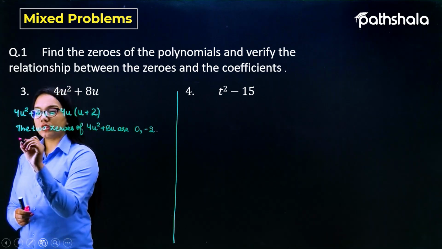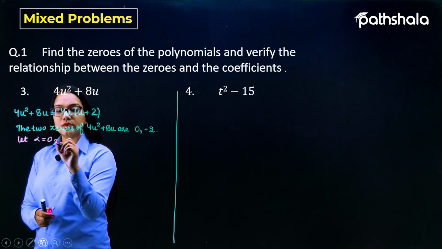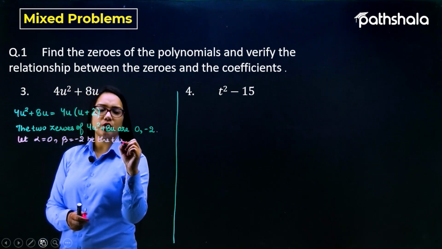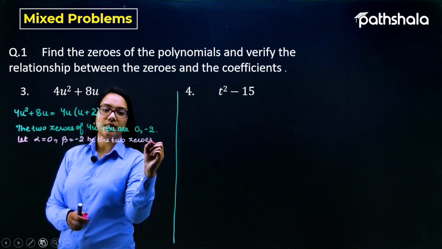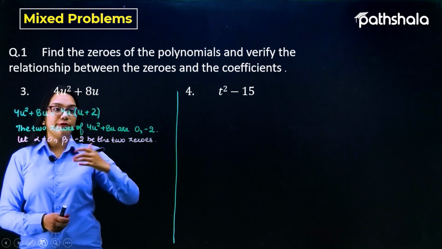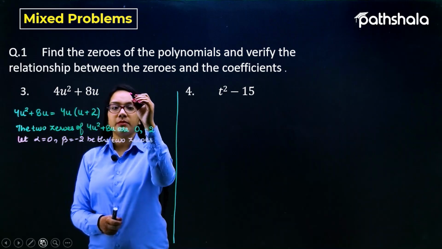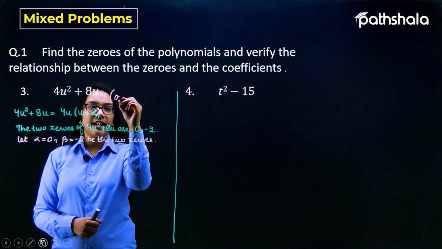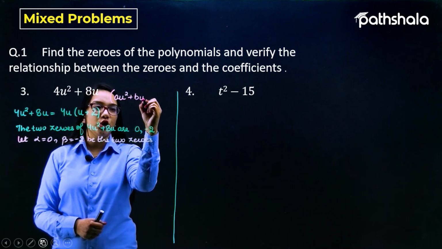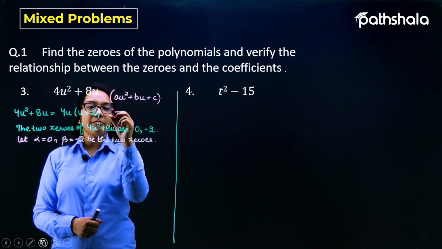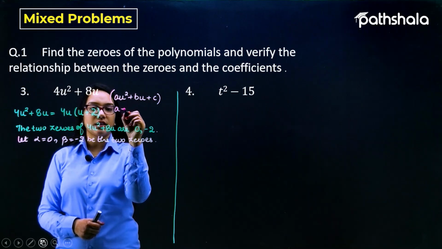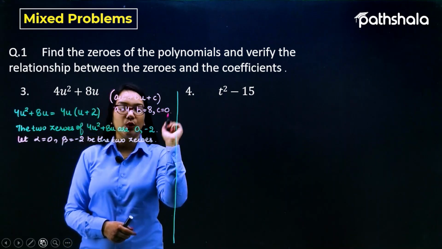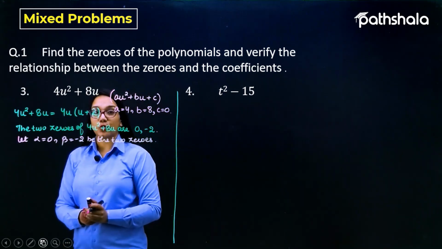Now let us suppose alpha is equal to 0 and beta is equal to minus 2 be the two zeros. Further, let us suppose I am writing the polynomial in general as au square plus bu plus c. So by comparison, what can we say? We can say a is 4, b is 8, and c is 0, as there is no constant term, so c is 0.